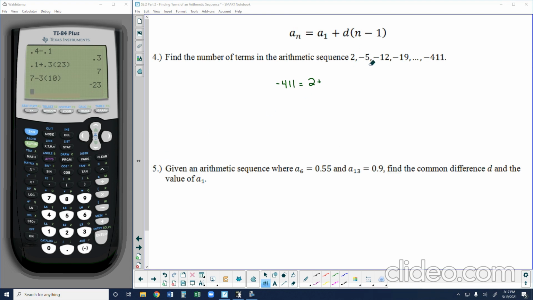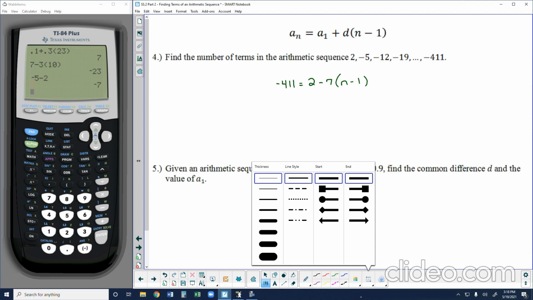So again, I could take the second term and subtract the first term to find that difference. So my difference is negative 7. So I'm going to substitute in a negative 7 for d. I don't, again, know how many terms there are to get me to negative 411, so I can leave n as a variable and now solve for n.